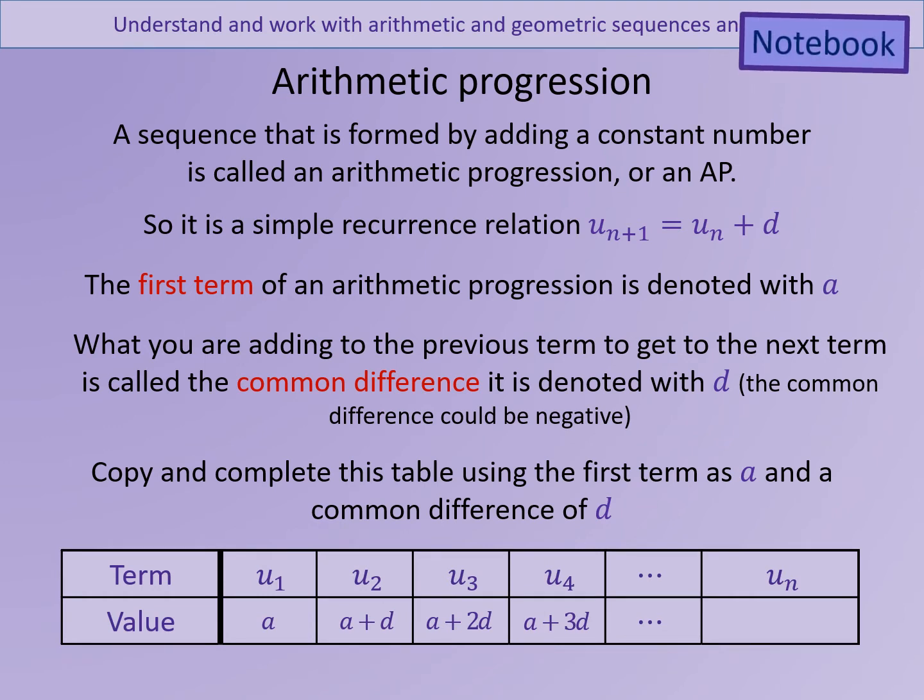Consider what the rule would be for the nth term. So for any term in the sequence, how would we calculate it using a and d? You may have noticed that the coefficient of d is always 1 behind the term number that we are on. So U_n, the nth term, would be a plus (n minus 1)d.